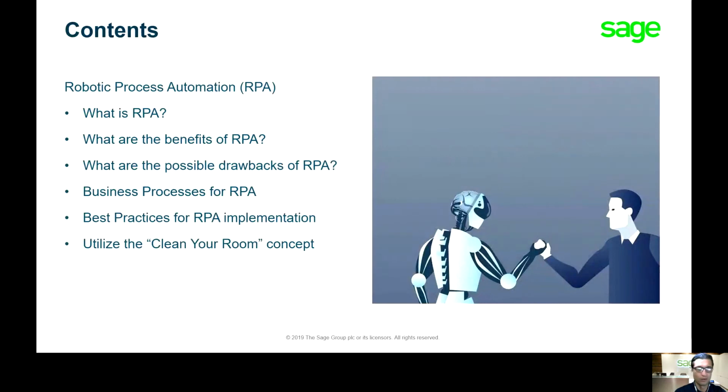So today what we're going to be discussing are quite a few important areas to understand what robotic process automation is. We're going to look at what is RPA, what are the benefits of RPA, what are the possible drawbacks of RPA, and then we're going to look at some business processes for RPA, best practices for RPA implementation. And lastly, we're going to go over a topic that I love to go over that I think really is a concept that will help you in all areas of your firm and your business. It's to utilize the clean your room concept that was originally done from Dr. Jordan Peterson. So we'll get into that a little bit as well.